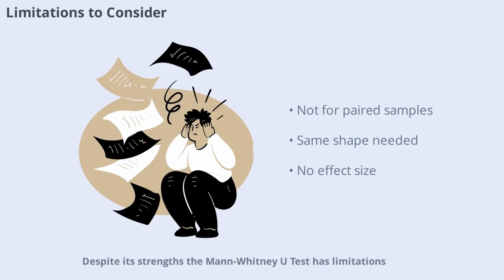Despite its strengths, the Mann Whitney U test has limitations. It can't be used for paired or matched samples, and it assumes the distributions have the same shape. If the shapes differ, the test may not accurately reflect differences in central tendency. Also, it doesn't provide information about the size of the difference, only whether a difference exists.